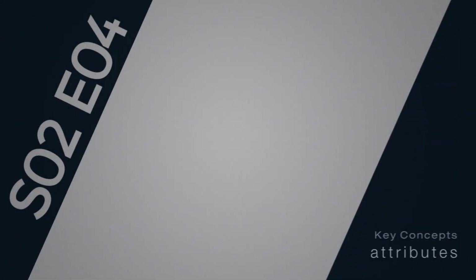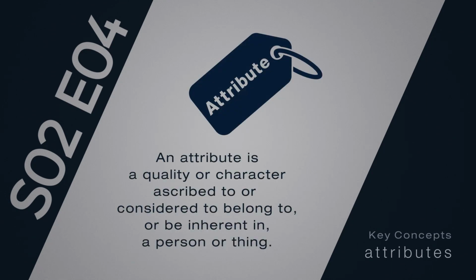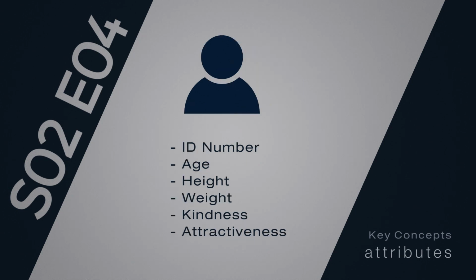Hi there, in this video we'll be reviewing how and where the information or data is stored in Houdini. In general, an attribute is a quality or character ascribed to or considered to belong to or be inherent in a person or thing. For instance, attributes for a person could be ID number, age, height, weight, kindness, attractiveness.